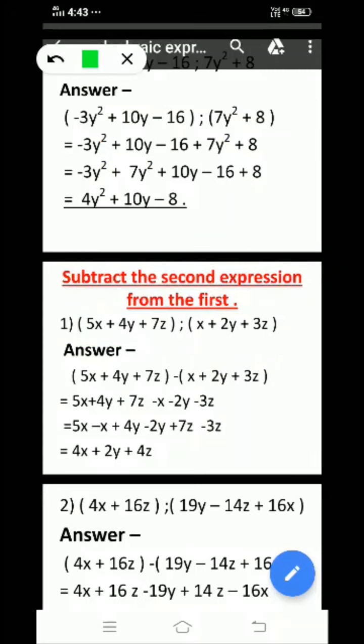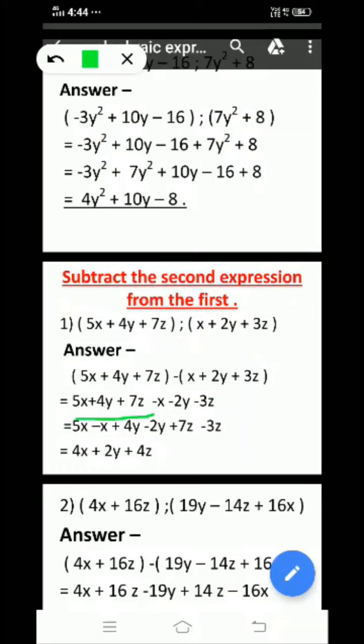First expression you write as it is. Write a minus sign between these two algebraic expressions. If you write a minus sign outside the bracket, there will be a change of sign of the terms inside the bracket. Now see, 5x plus 4y plus 7z as it is. You write minus outside the bracket, so all the signs inside will be changed.